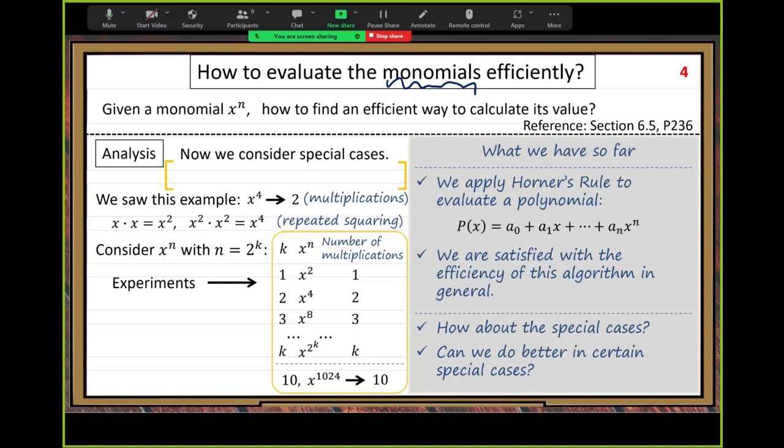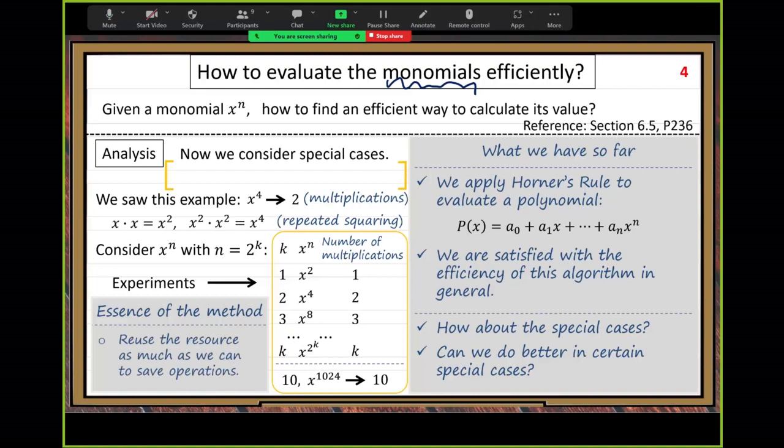So that's the first special technique for the special case, monomial. The essence of this method: reuse the resource as much as we can to save operations. Here there is a simple, good idea that is very useful in real-world applications. How do you save your resource? Reuse the resource as much as you can. What is the resource? All these intermediate results, that's your resource.